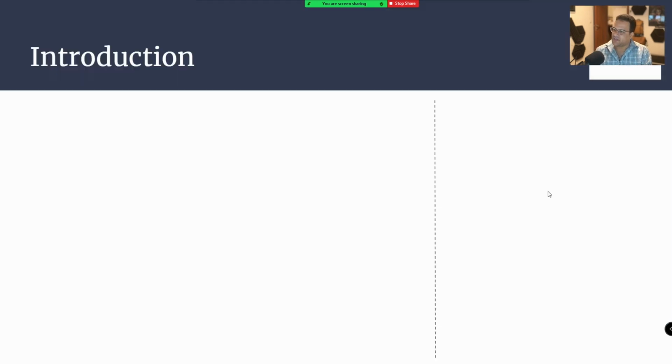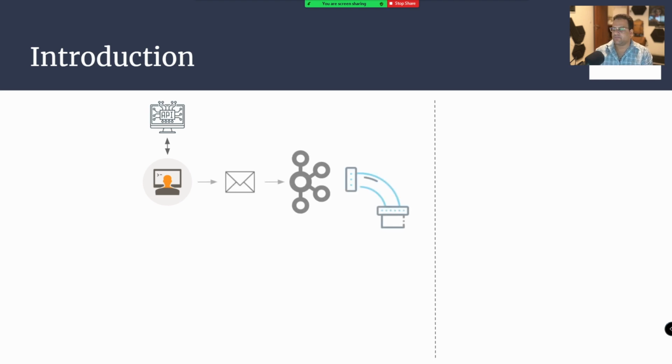Okay, so it all begins with a developer who reaches out to an API server and fetches some data. He then encapsulates the data in a message and passes it forward into a Kafka topic.